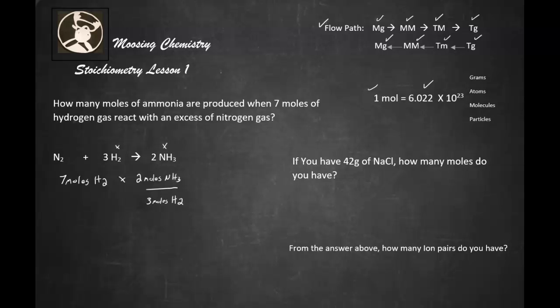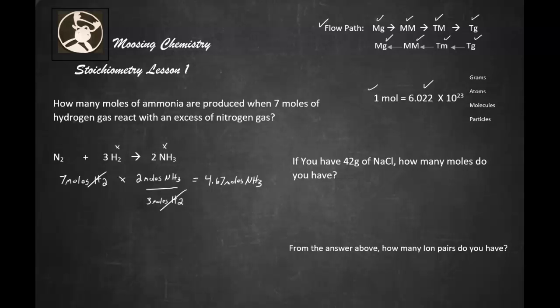Why do I want to do that? So that I can get rid of my common unit, just like I did. And this would become 14 divided by 3. So let's check that out. 14 divided by 3 gives me 4.67 moles of ammonia. Okay, so that's really easy, guys. See how easy that was?